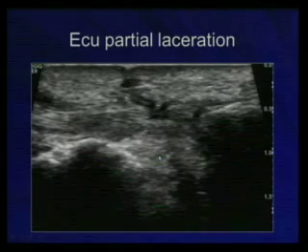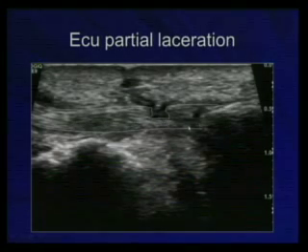Sometimes we can see partial lacerations. This is a sagittal view of the ECU, extensor carpi ulnaris. This is the tendon here that you can see in like a tubular structure attaching at the base of the fifth metacarpal. In this case, you can see the laceration involving the subcutaneous tissue and extending to the most superficial part of the tendon. So this patient had no mechanical deficit because part of the tendon was intact.